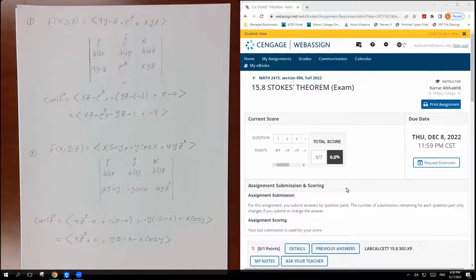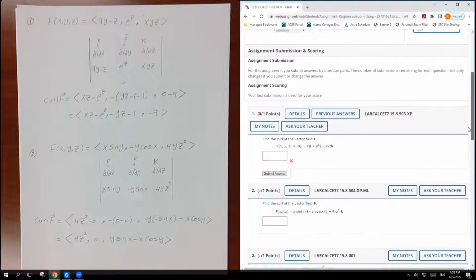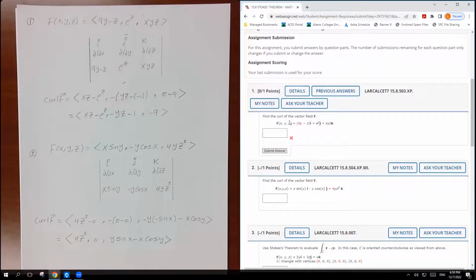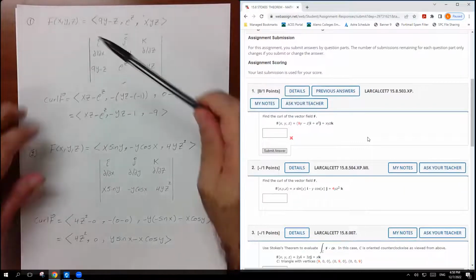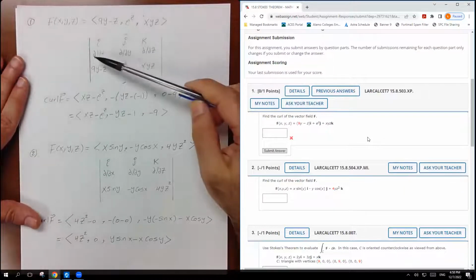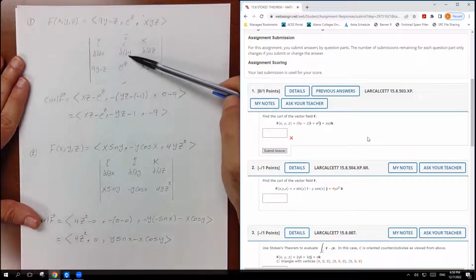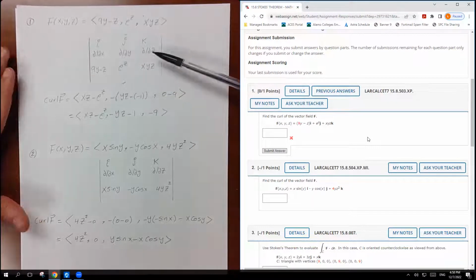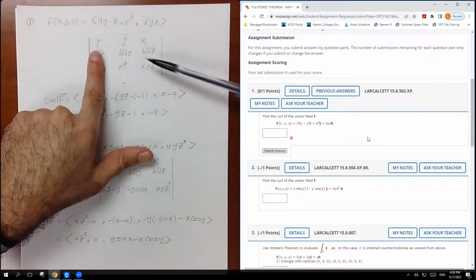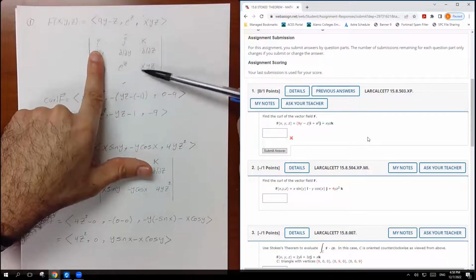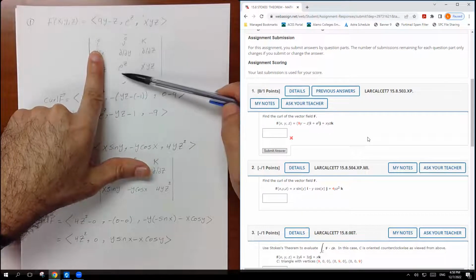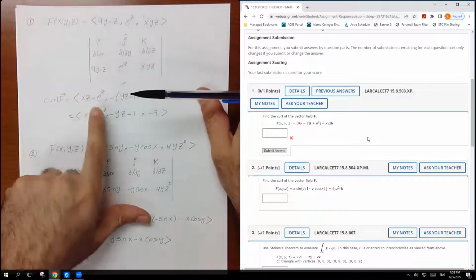Let's start with section 15.8, Stokes theorem. So the first question here, find the curl of the vector field F. So I, J, K, the derivative with respect to X, the derivative with respect to Y, and the derivative with respect to Z. So for the I, it's going to be the derivative with respect to Y, so it's going to be XZ minus the derivative with respect to Z, which is going to be E to the Z.